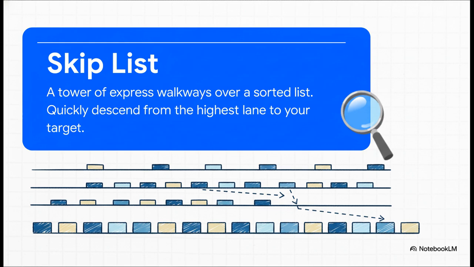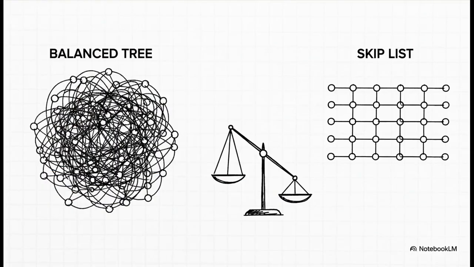To find an item, you just take the fastest expressway as far as you can, then drop down to the next level to zero in on your target. This structure was introduced by William Pugh way back in 1990, and it's a probabilistic alternative to more complex things like balanced trees. Those express lanes are built using probability.